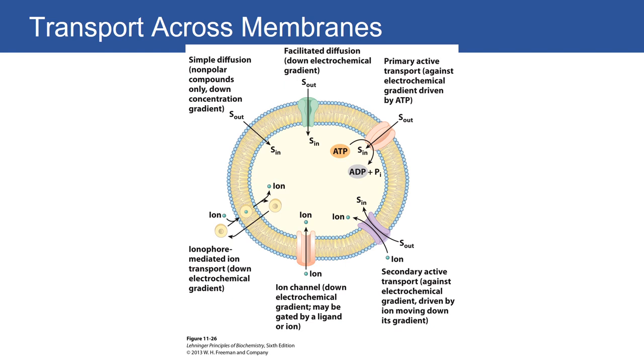We can have secondary active transport against an electrochemical gradient, where we move one that's up a gradient and one that's down a gradient. The one down a gradient provides energy for the one up a gradient, and that allows for the reaction to be favorable. We have ion channels, where we go down the electrochemical gradient, where we just open or close these ion channels. And we also have ionophore mediated ion transport, where an ionophore helps transport an ion across a membrane. Those are the 6 general types of transport across membranes.